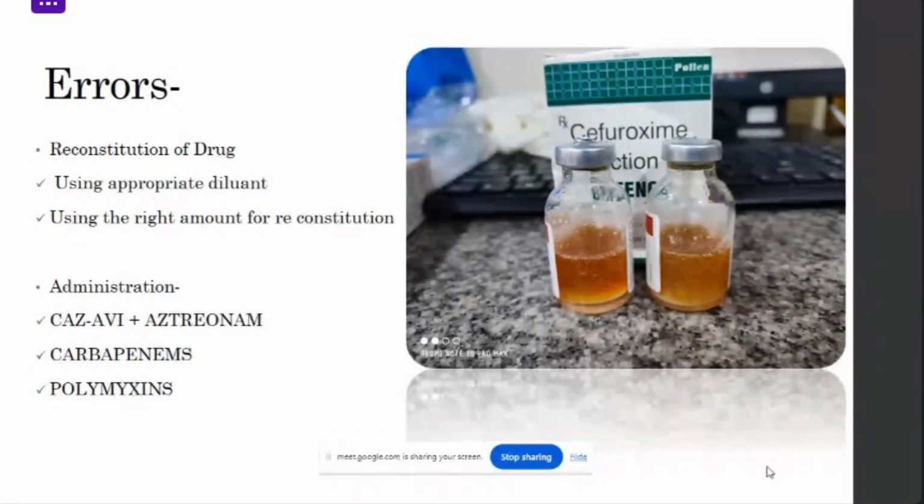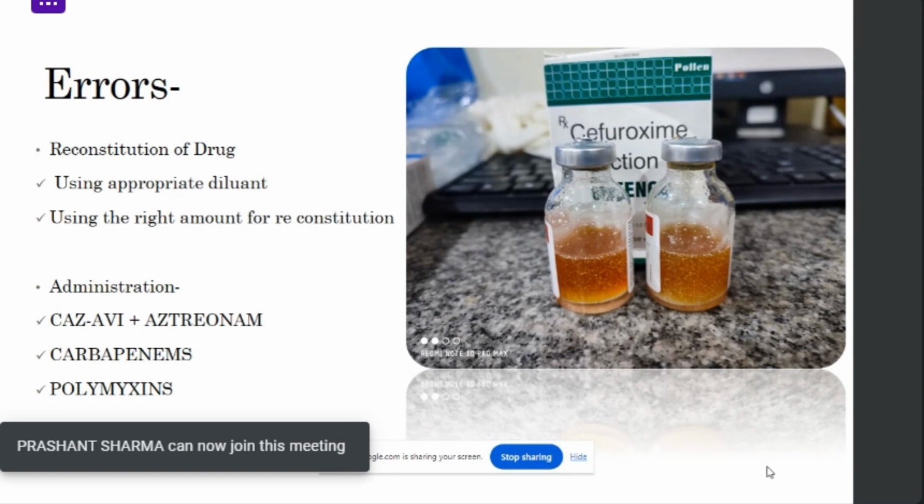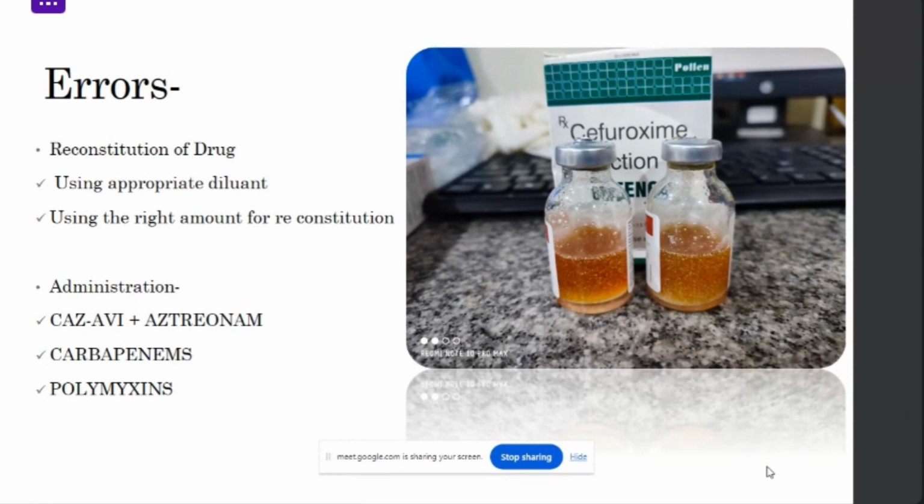If you use 20 ml, which is the appropriate number, you will see it will have dissolved properly. Similarly, using the right diluent is very important. Which drugs need to be reconstituted in what? Supposedly normal saline or sterile water for injection is very crucial. And administration, like ceftazidime, avibactam, and aztreonam: how long it should be given, whether it should be given simultaneously or one after the other.